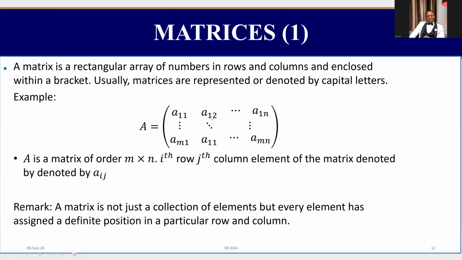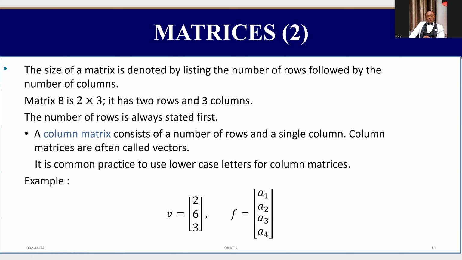Now, if you have something like 1, 2, it means that it is on the first row by the second column. So the 1 and 2 will tell you the ith row and the jth column of that particular matrix. And this is denoted as Aij. Keep that in mind. The size of a matrix is shown as the number of the rows followed by the columns. I've said that already.